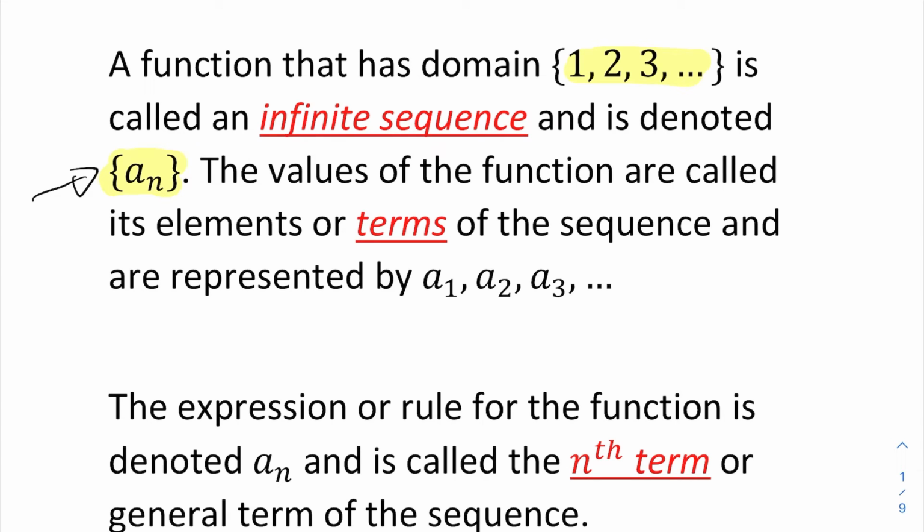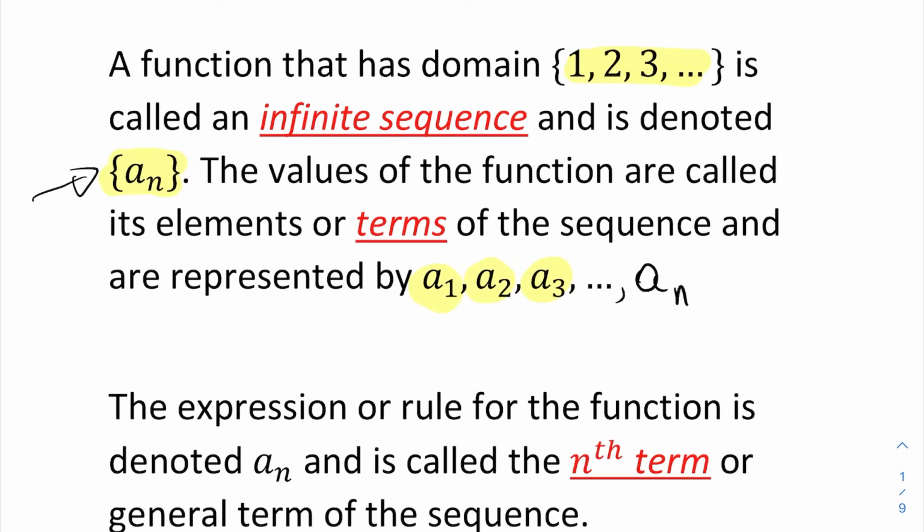The y values of the function are called the elements or terms of the sequence. a1 would represent the first term, or what you get when you plug 1 into the function. A2 is the second term, or what you get when you plug 2 into the function. A3 is the third term, what you get when you plug 3 into the function. And you can continue like that all the way up to infinity. So that's what those ellipses represent.